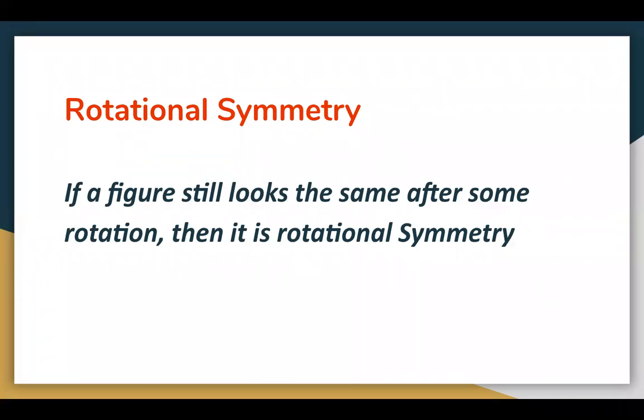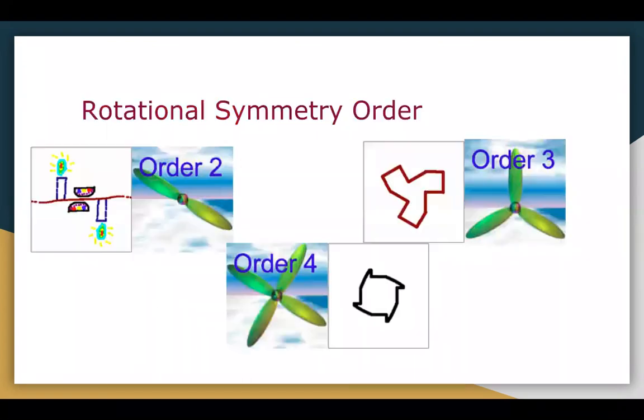Rotational symmetry. If a figure still looks the same after some rotation, then it's called rotational symmetry. You look at this, this is rotational. When it comes all the way here, it's upside down. If you rotate in the middle, it's basically a 180-degree rotation.